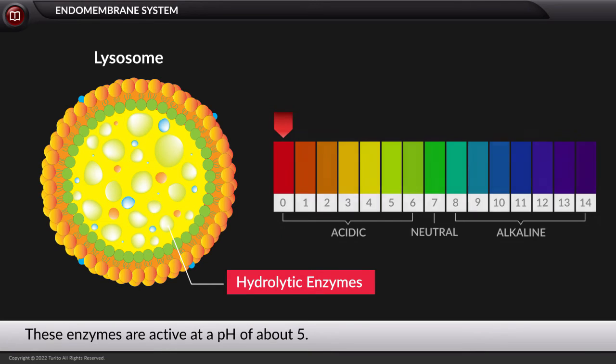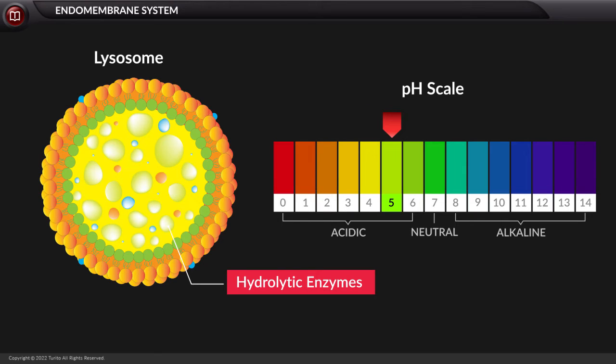These enzymes are active at a pH of about 5. Hence, lysosomes maintain the acidic pH to facilitate the proper functioning of these hydrolytic enzymes.